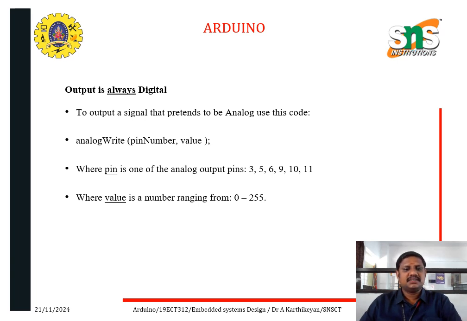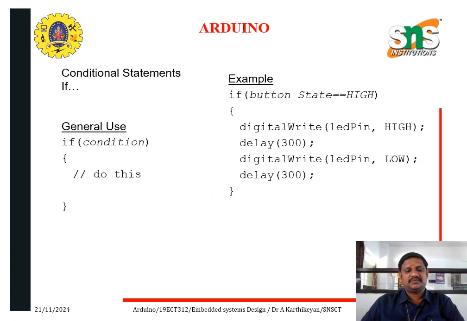For the output, for analog output we use the analogWrite code with the pin number and the value. Pins 3, 5, 6, 9, 10 and 11 are the analog output pins, where the value range is 0 to 255, and digital signals we can also use. Mainly these are the conditions we are using.